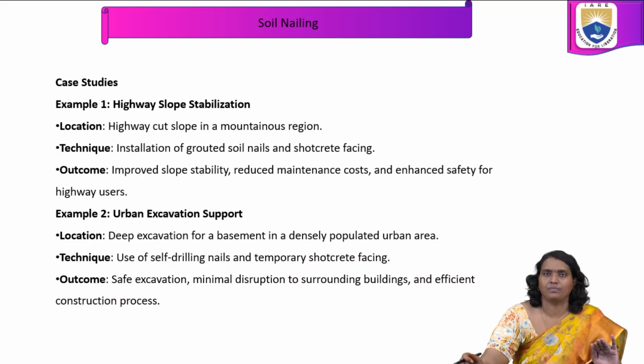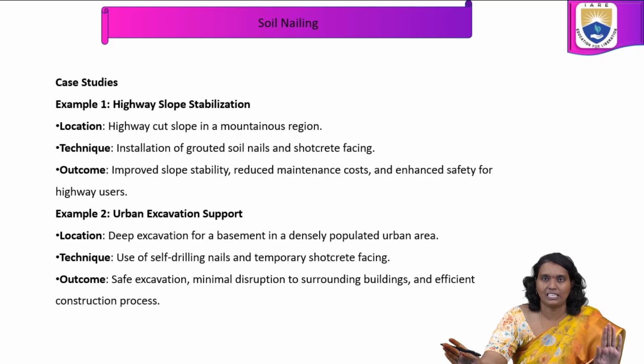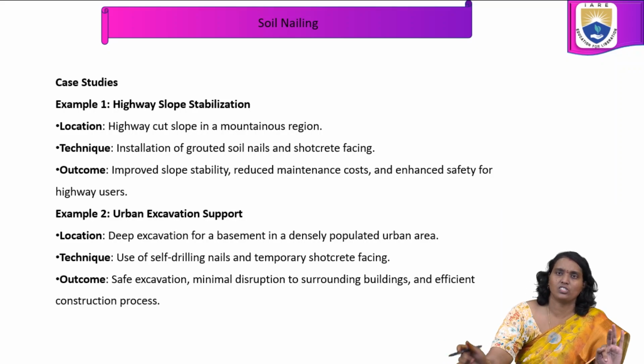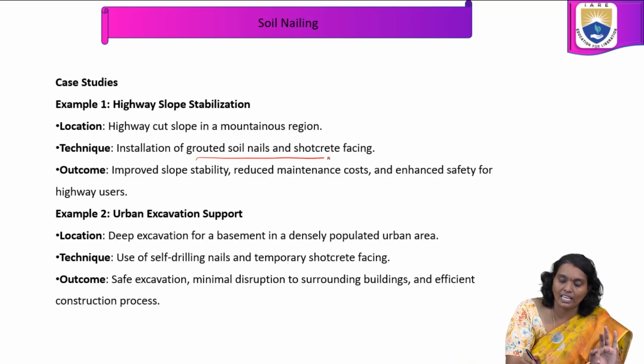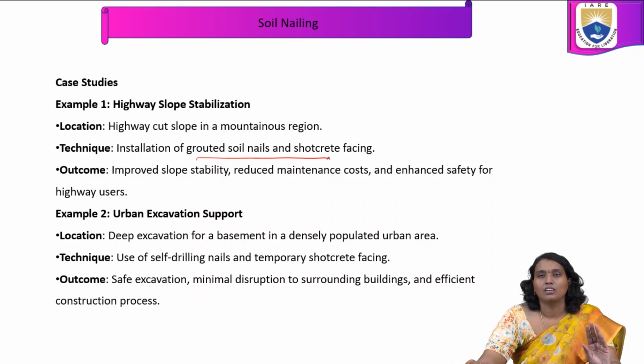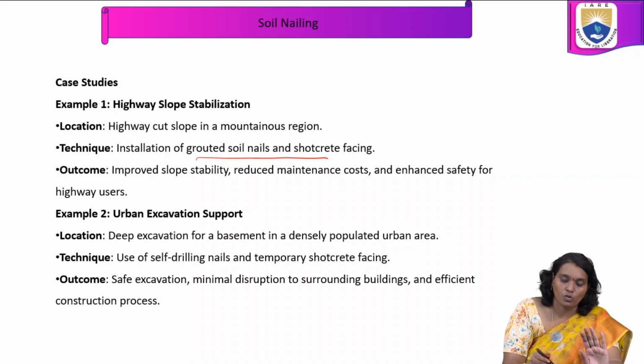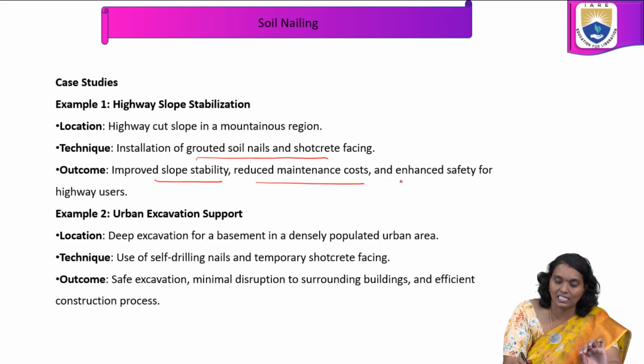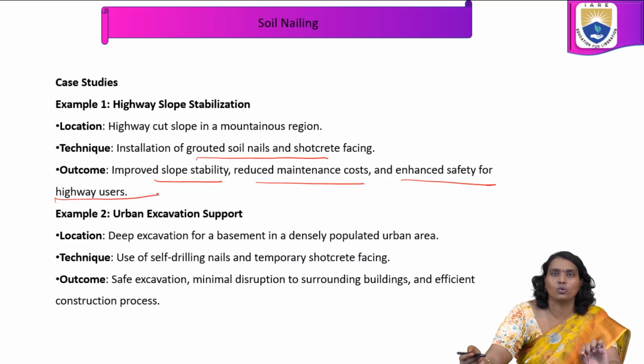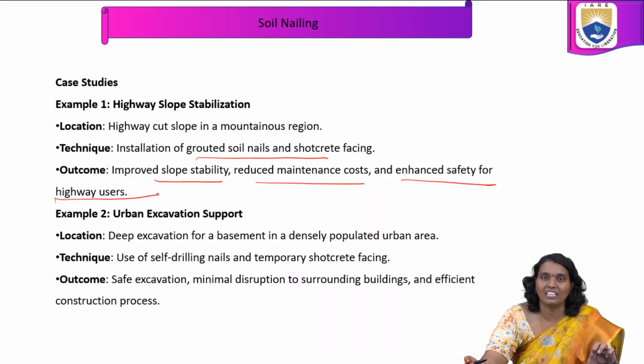For example, in case studies, highway slope stabilization is one example. We are considering a highway cut slope in a mountain region. In such a case, grouted soil nails and shotcrete facing are installed, to improve slope stability, reduce maintenance cost and enhance safety for highway users. This is the outcome for highway slope stabilization.